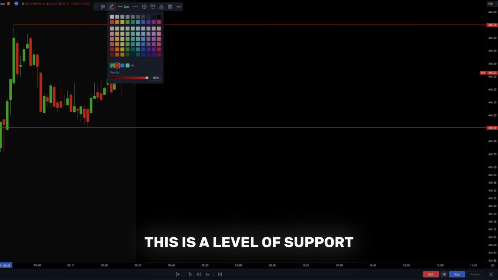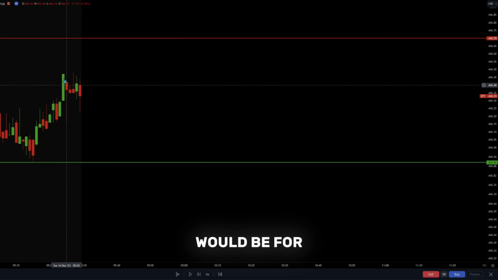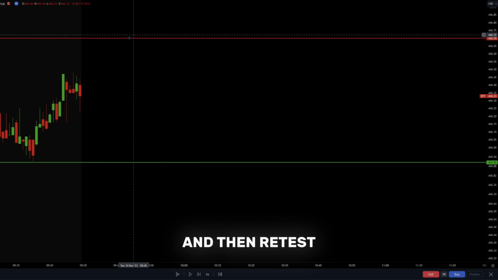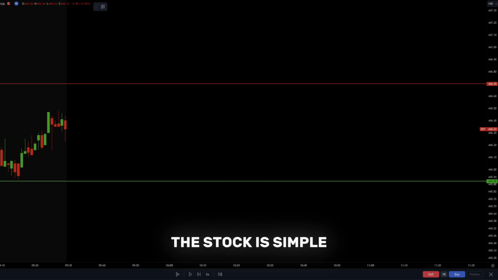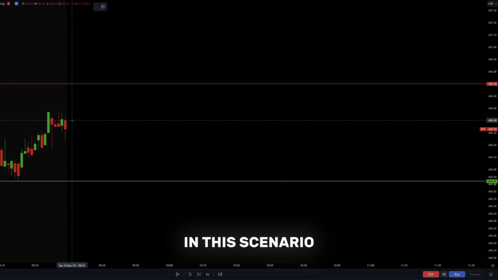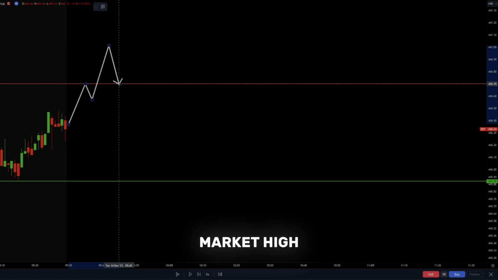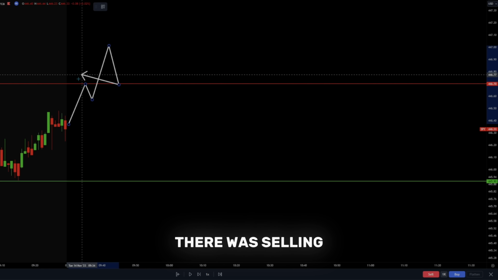This is a level of support. Now, what I would be looking for in this example would be for the stock to break over one of these sides and then retest. The reason why we're looking for a retest of the stock is simple. For example, if we're looking at pre-market high in this scenario, if we break above this pre-market high and then retest, this means that on this retest, because it's pre-market high, there were selling orders here, right?